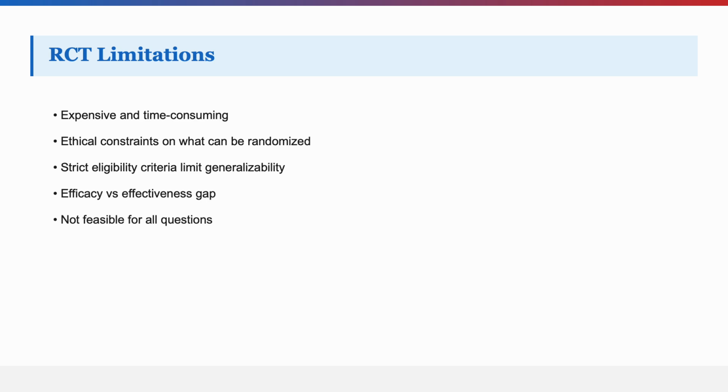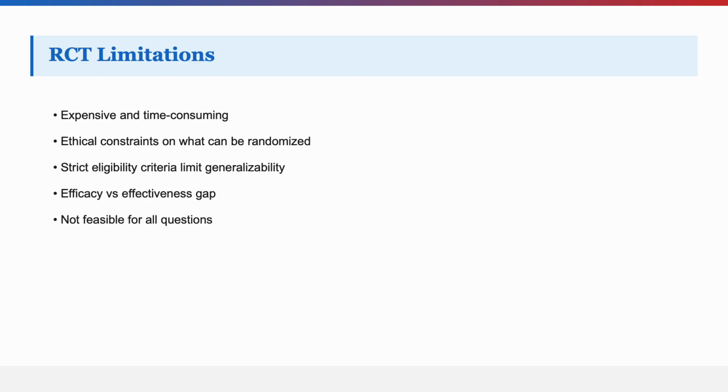Cost and time are substantial. Large RCTs cost millions and take years. Not every question justifies this investment. Ethical constraints limit what can be studied. We cannot randomize people to smoke or to receive no treatment for serious illness. Equipoise, genuine uncertainty about which treatment is better, is required. Eligibility criteria often exclude patients who might receive the treatment in practice, the elderly, those with comorbidities, pregnant women. Trial populations may not represent real-world patients.